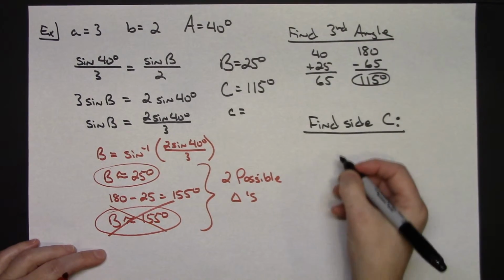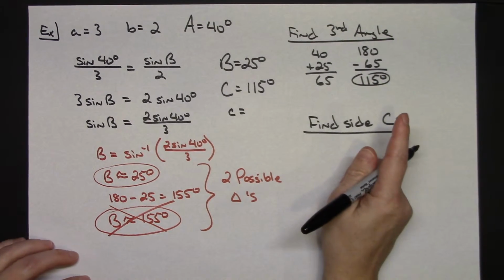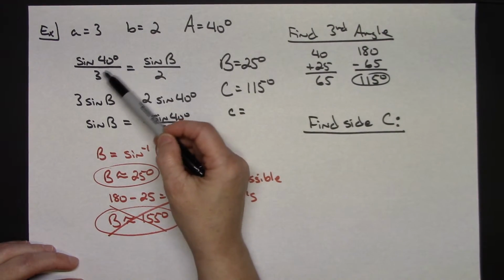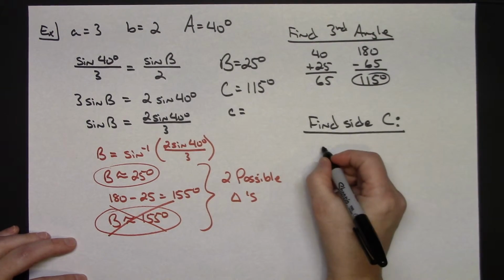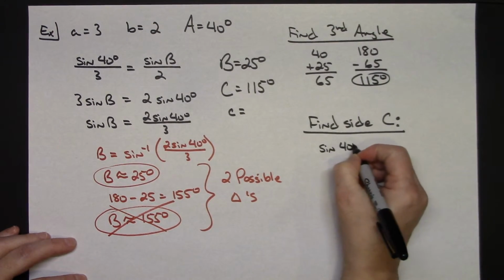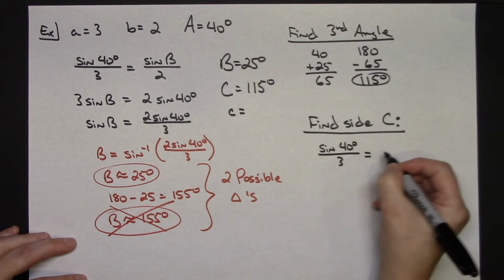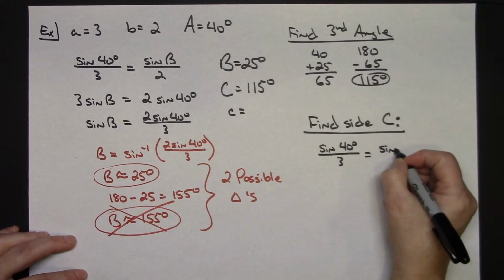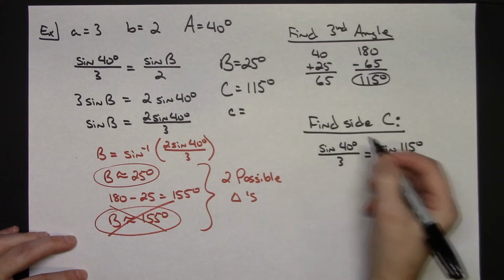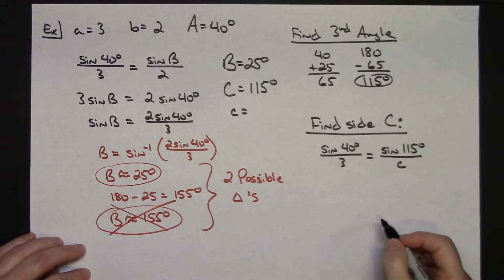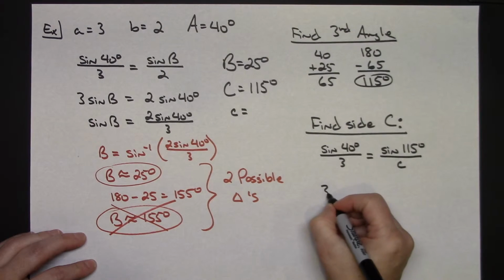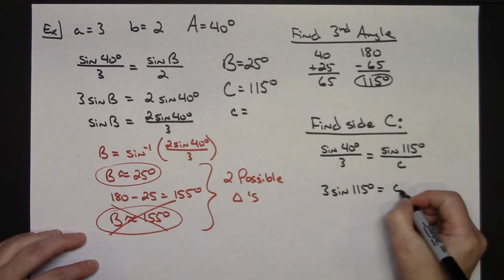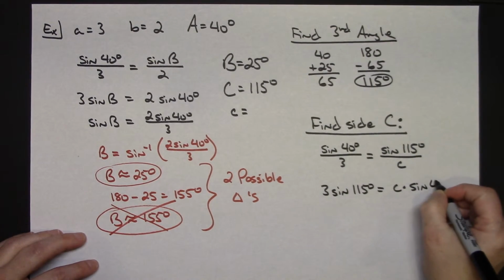This is side c. Again, we want to use values that we know are accurate and have not been rounded. So I definitely want to use side a and angle A. So I'm going to do sine of 40 degrees over 3 equals sine of 115, because that's angle C right there, over little c. Cross multiplying, 3 times the sine of 115 is equal to, I'm going to put the c in front, c times the sine of 40 degrees.